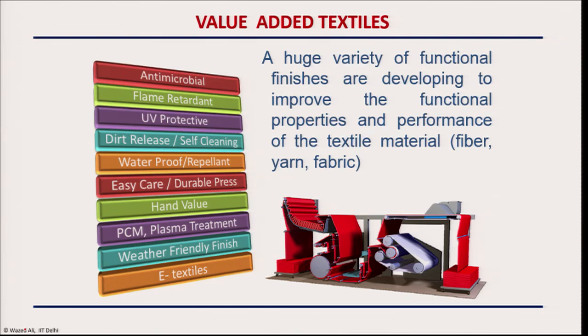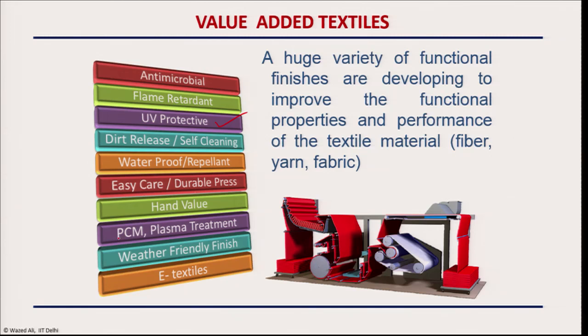Here I have listed a few examples of the kind of value addition we can create on textile materials. For example, we can have antibacterial properties, flame retardant property, UV protective property, and self cleaning property, which can be achieved by using different kinds of chemicals on textile material. We can make the textile material waterproof and repellent, we can have durable press finishing, and other kinds of advanced finishing treatment are also happening nowadays.